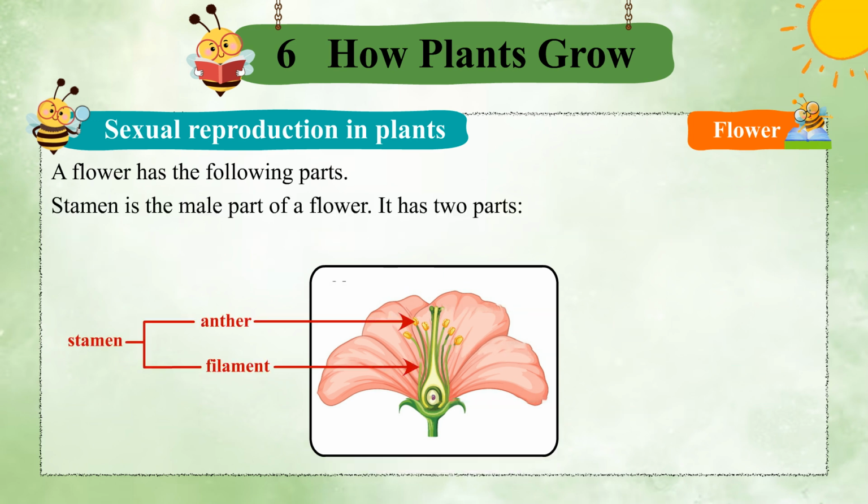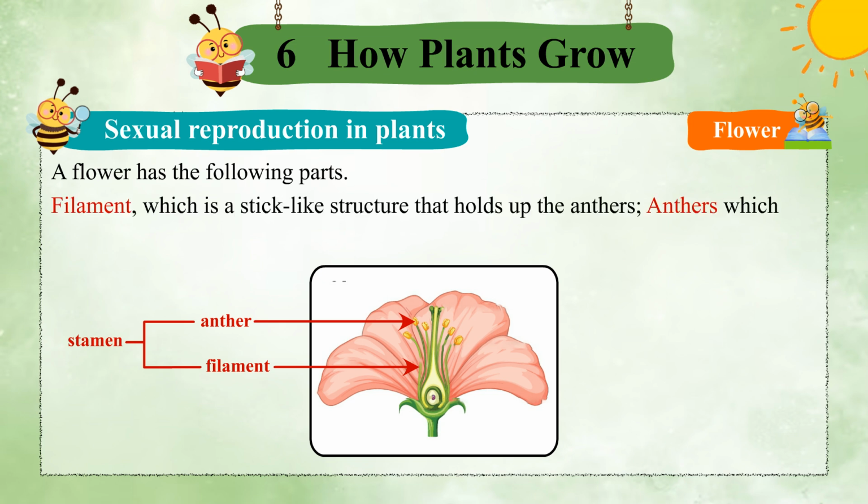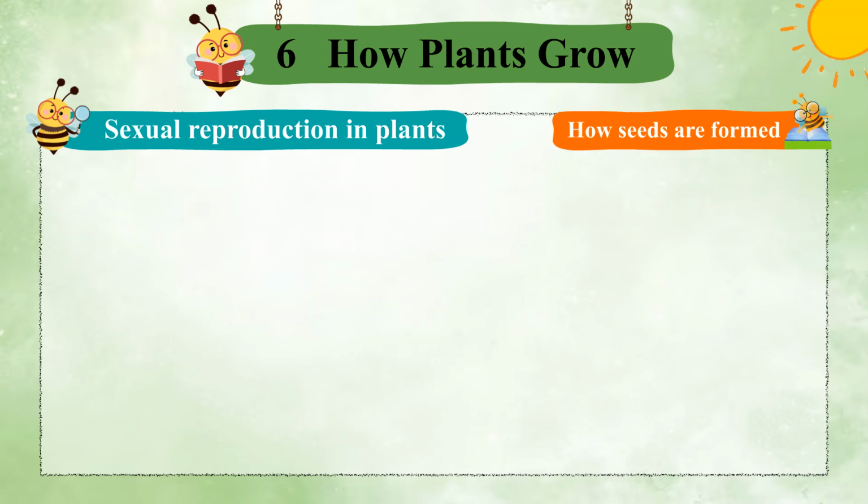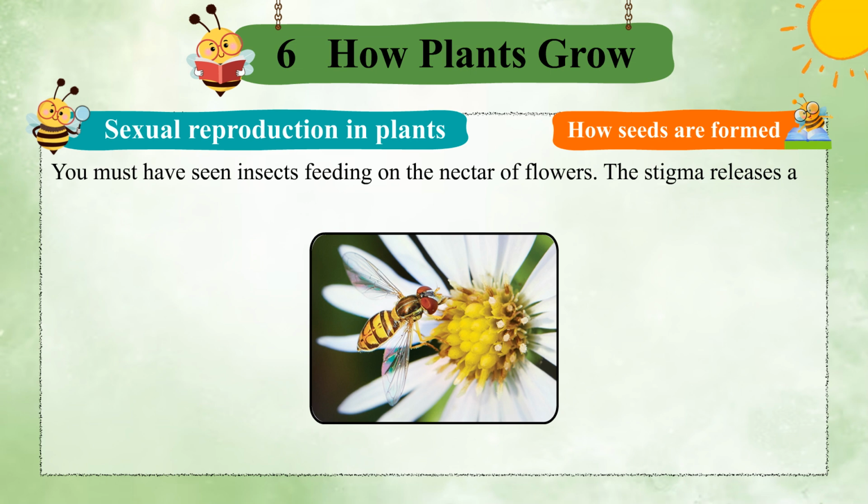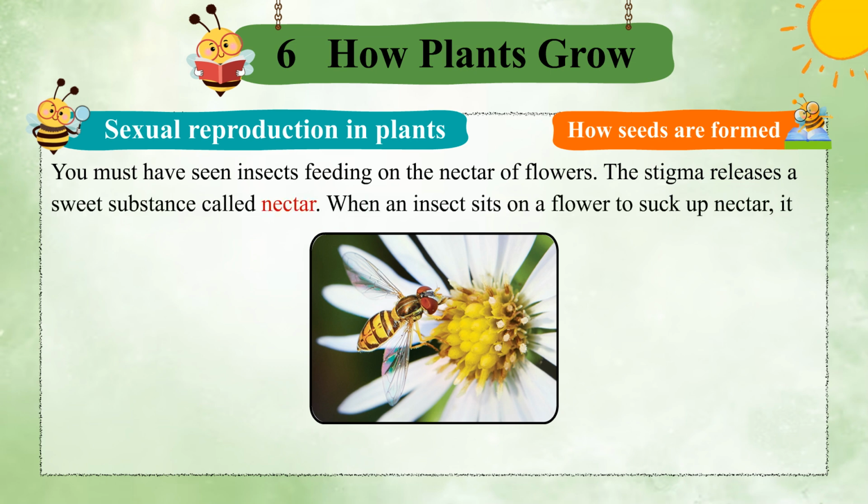Stamen is the male part of a flower. It has two parts. Filament, which is a stick-like structure that holds up the anthers. Anthers, which have a yellow powder called pollen grains. How seeds are formed. You must have seen insects feeding on the nectar of flowers. The stigma releases a sweet substance called nectar.